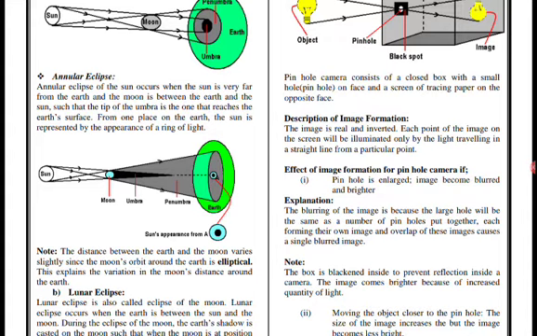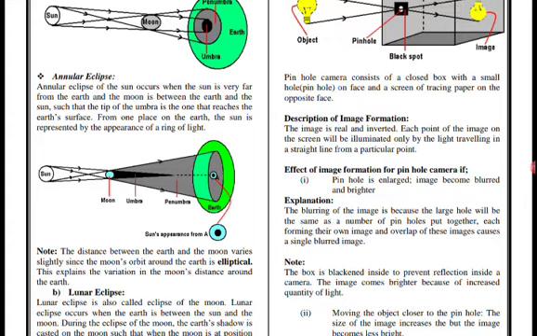Then we also have some effects of the image formation for a pinhole camera. If the pinhole is enlarged or big, the image becomes blurred and brighter. Being blurred is like you cannot differentiate the object, but you're seeing something moving or coming closer to you, but you cannot tell whether it is a person or a bicycle. That is what we mean by a blurred image.